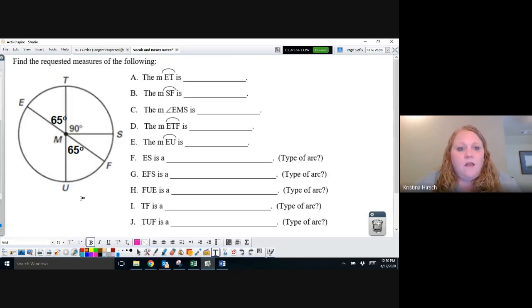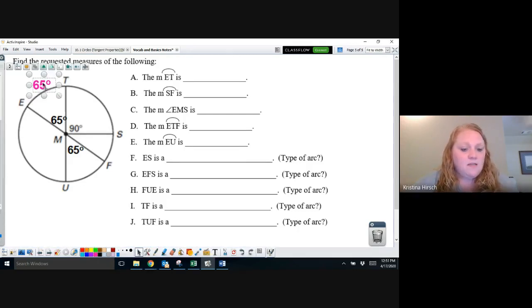All right, so if you look, this is similar to what you see at the bottom of your page. So when it says the M right here, that means the measure. All right, so the measure of ET. What you need to know is that the measure of the arc is going to be the same as whatever the central angle is. So central, same. So if this angle is 65, then that means this arc right here is also 65 degrees. So this right here is 65. So this is 65 as well.